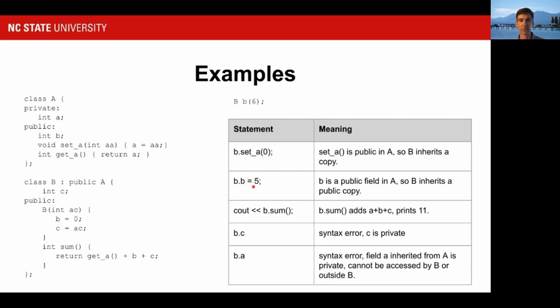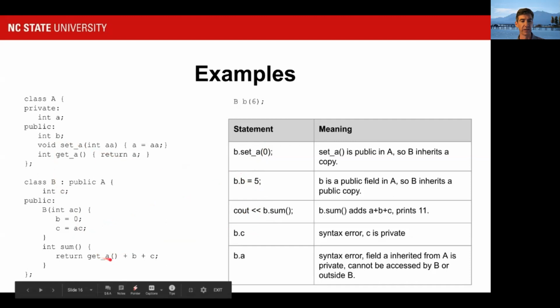b dot B equals 5. What's happening here is that within my B object, I inherit field B from A, and it's public, which means I can just directly access it publicly and set the B field equal to 5. Here I use cout to print out the result of calling sum on class B.